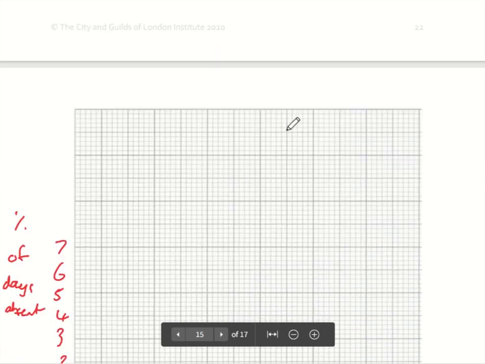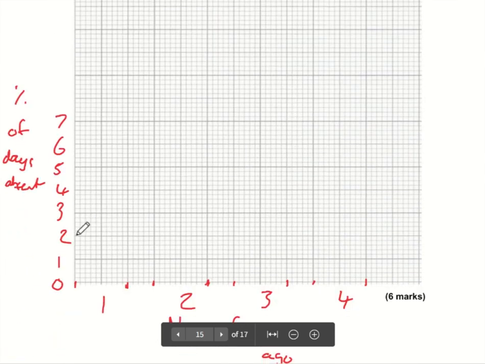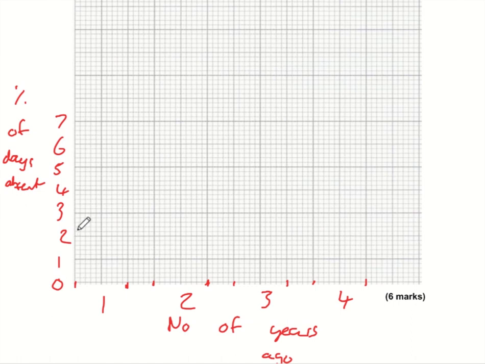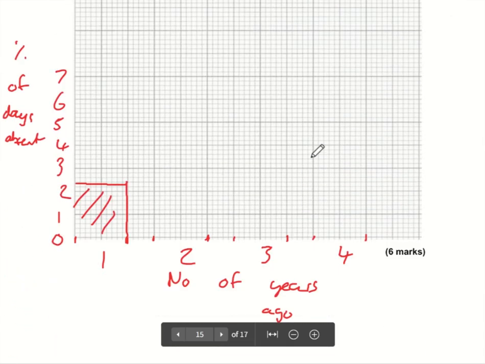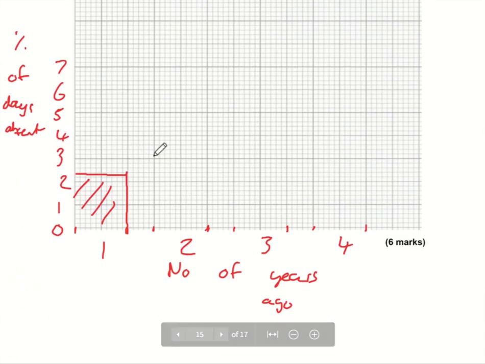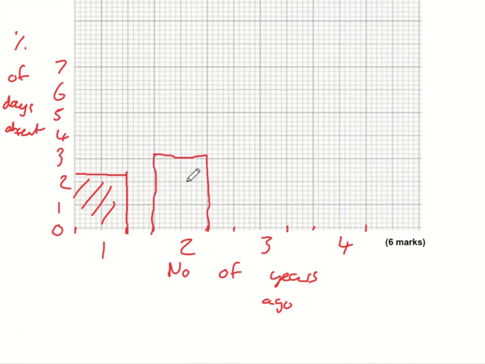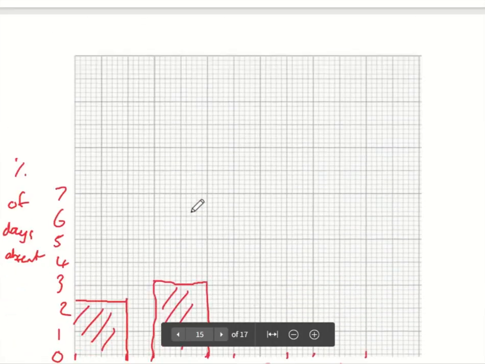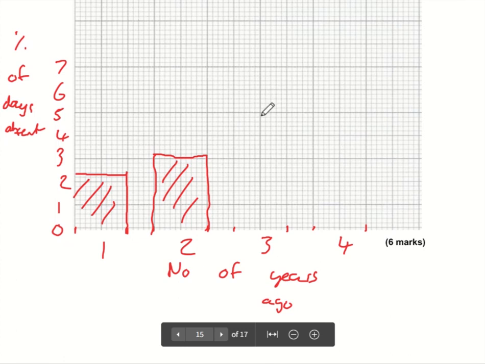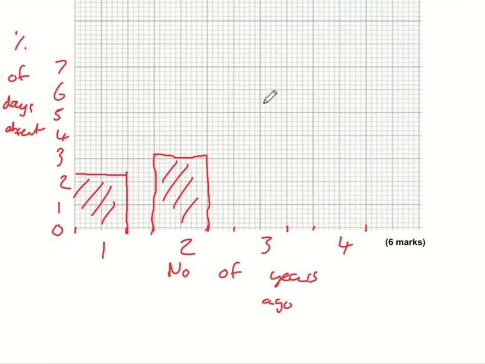So last year was 2.4%. So here is 2. So 2.2, 2.4. So for this, you should definitely use a ruler. I shade them in just to make them look a bit prettier, but you don't have to do that either. 2 years ago was 3.2. So 3.2 is here. Again, straight lines, please use a ruler. 3 years ago was 5.6. So there's 5.2, 4, 6.